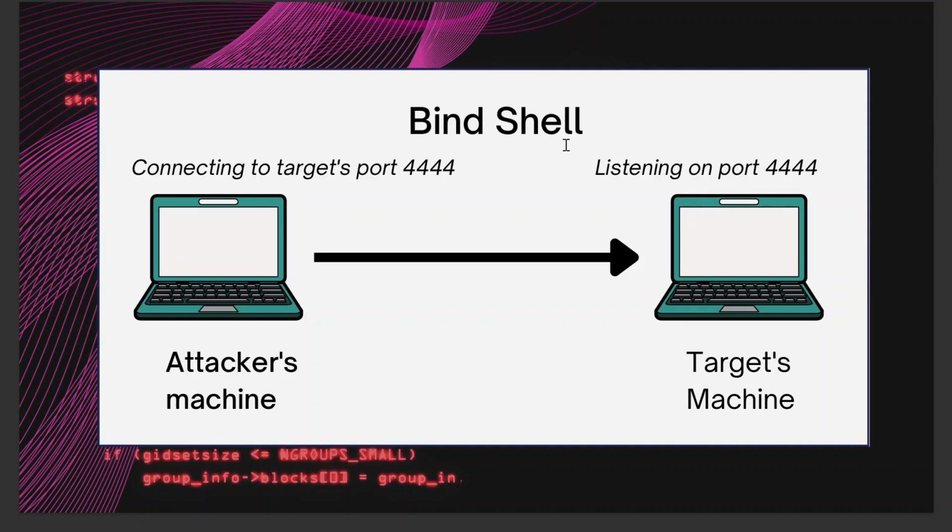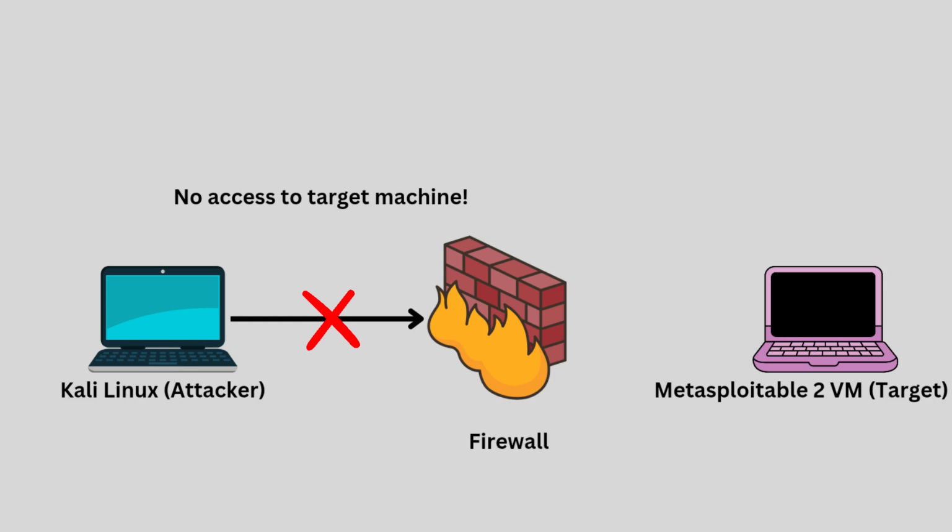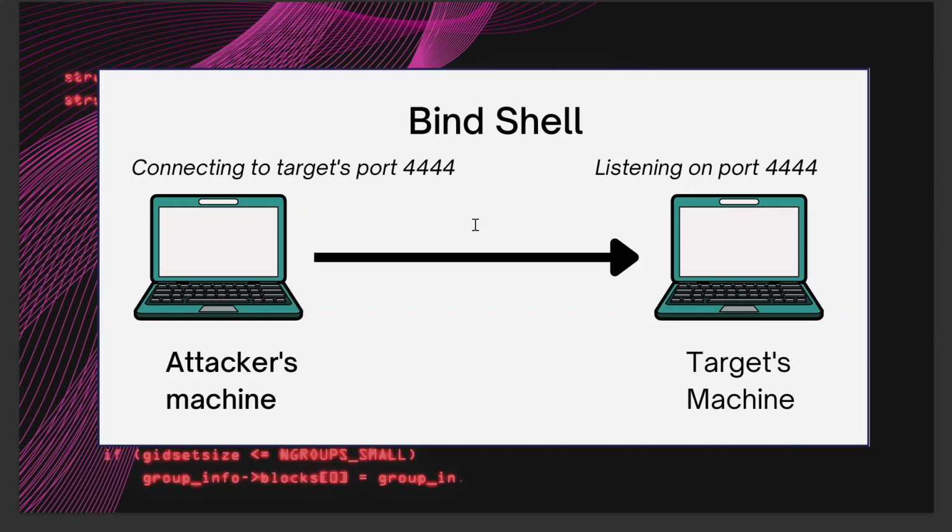Now one of the disadvantages of using the bind shell is when your target machine is sitting behind a firewall. Since most inbound firewall rules are more restrictive on premises, there will be no connection between the attacker machine and the target machine, since there's a firewall sitting in between the connection. So for that, you make use of the reverse shell.